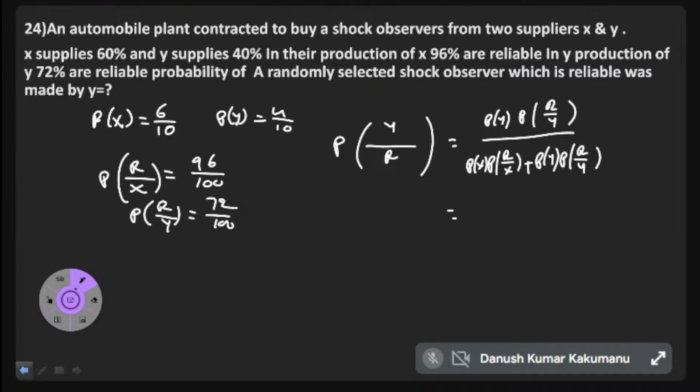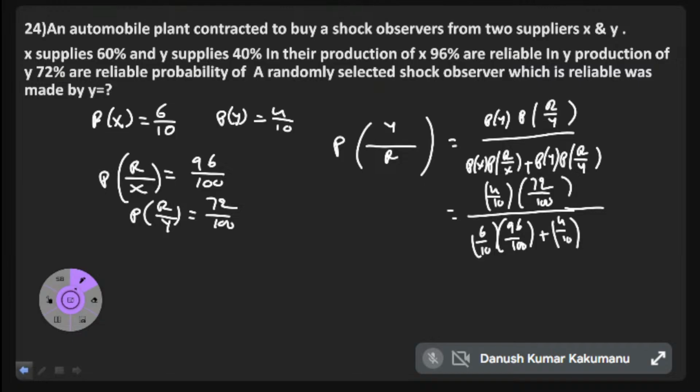P of Y is 4 by 10. P of R by Y is 72 by 100, divided by P of X is 6 by 10, P of R given X is 96 by 100, plus P of Y 4 by 10, P of R by Y 72 by 100. All of you try to simplify. What is the answer we are going to get?